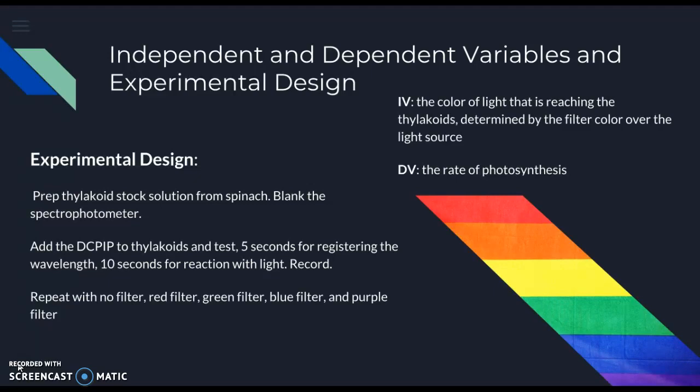And moving on to when we tested the colors. First, we put whatever colored filter we were testing over the light. We blanked it, and then right before we tested the tube, we added 50 microliters of thylakoid mixture to 5 milliliters of the reaction mix that contained the DCPIP, exposed it to colored light for 10 seconds, and then put it inside the spectrophotometer for 5 seconds for reading. And we exposed it again for 10 seconds, and then read for 5 seconds, and we repeated that 7 times until we had 7 data points for each test tube, and we recorded the measurements.